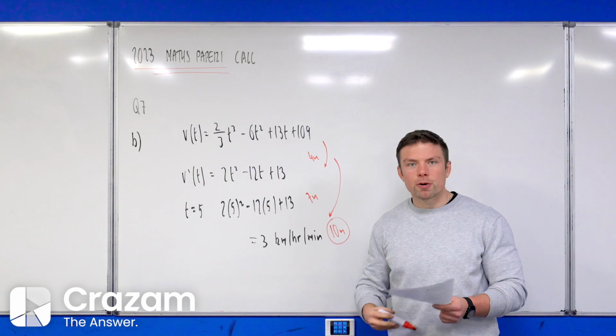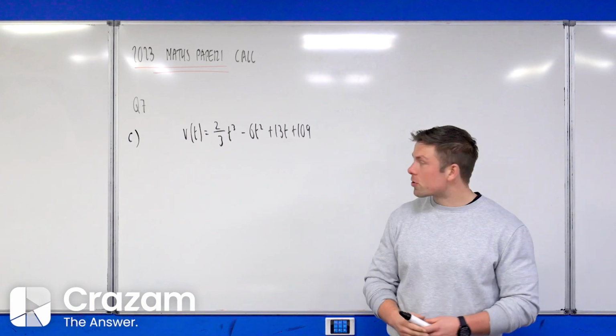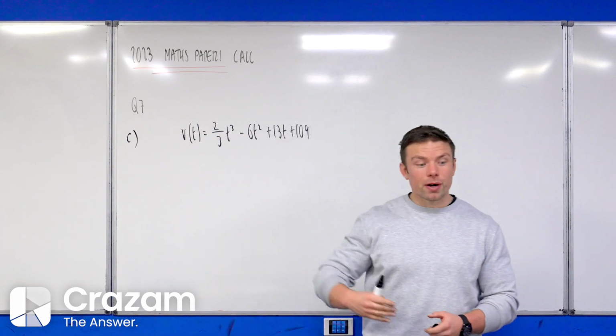but 10 marks overall. This is the 2023 Maths Paper 1, question 7. It's a calculus question. We're on part C, which is led in from part A and part B.